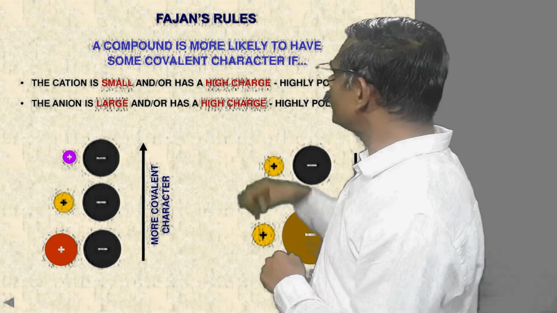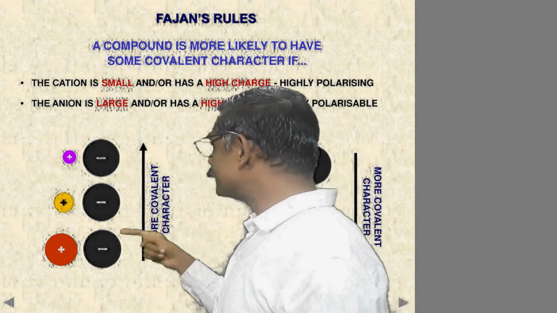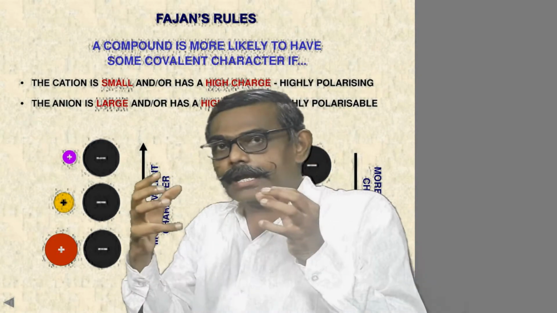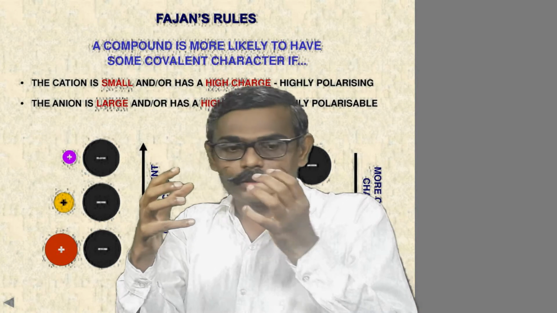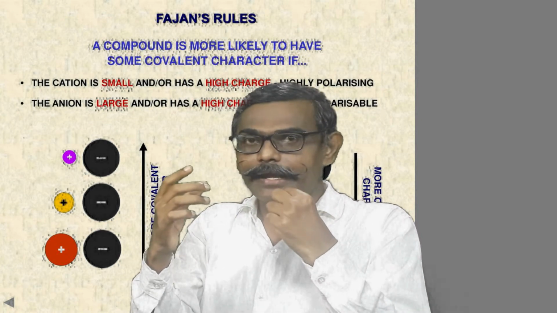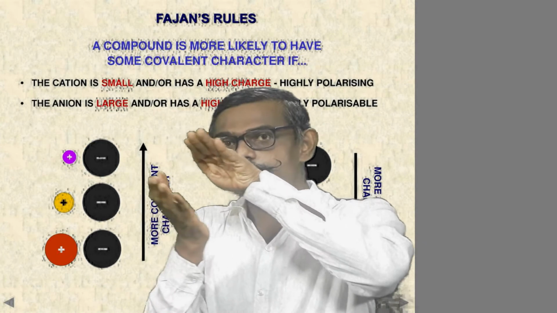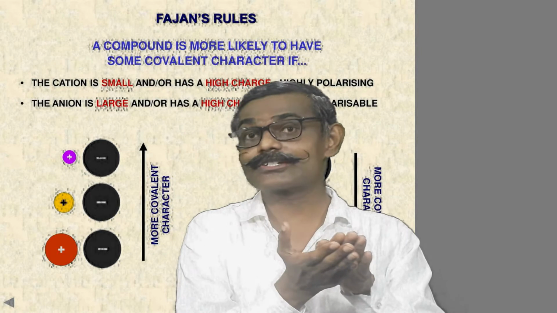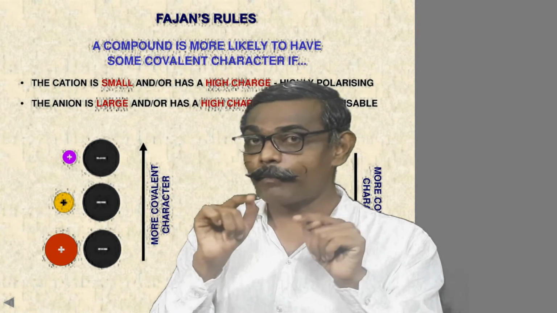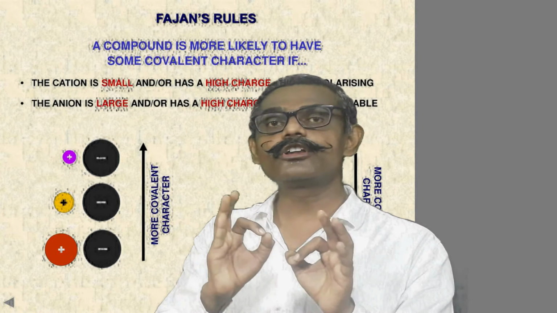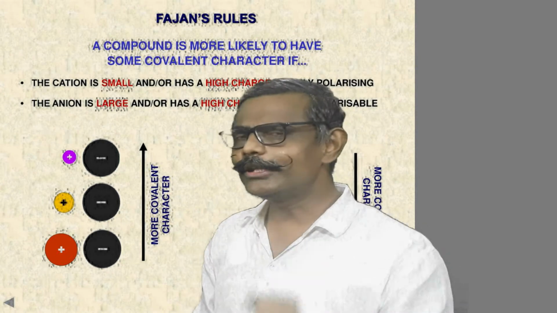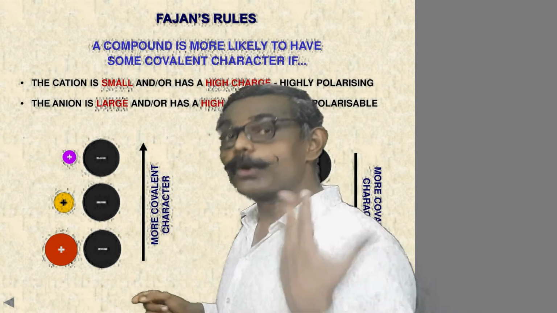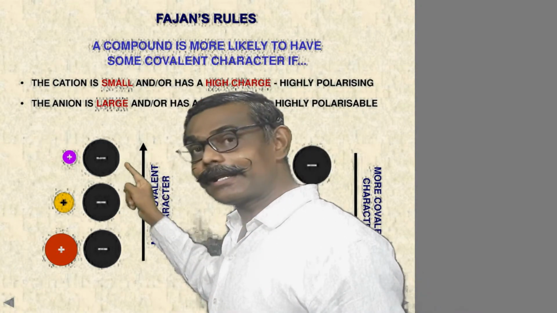Here what are you finding? Sizes of the cations are increasing and the anions are the same. When cation and anion come close together, because of the positive charge of the cation, the anion experiences distortion. The anion experiences a change in shape or size, and that phenomenon is called polarization. What do you think? Which cation can have more polarizing power? A smaller cation or a larger one?